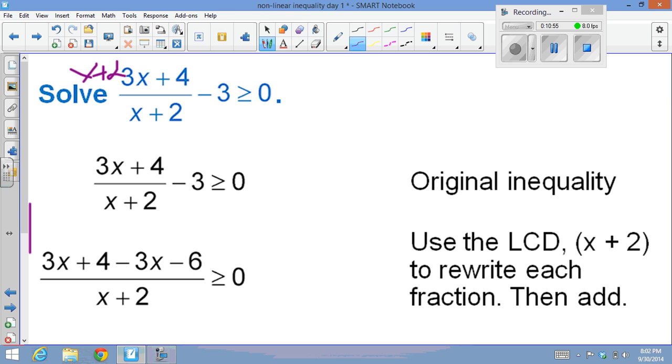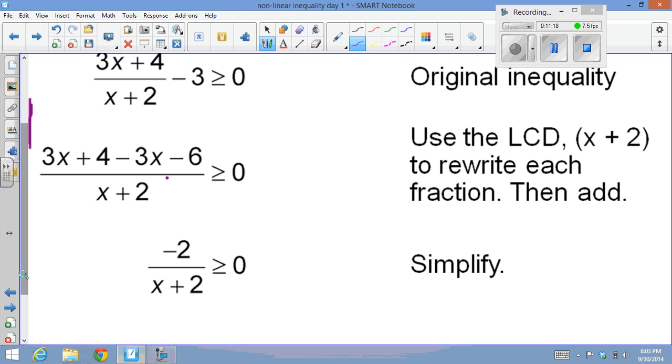So the x plus 2 would go there, there, and there. Those cancel out, and this one's just going to be 0 over here. So I'm left with 3x plus 4 minus 3 times x plus 2. When I distribute the 3 times x plus 2, that's how I get the negative 3x minus 6, because don't forget to distribute the negative. Then I add like terms, and I'm left with negative 2 over x plus 2 is greater than 0.